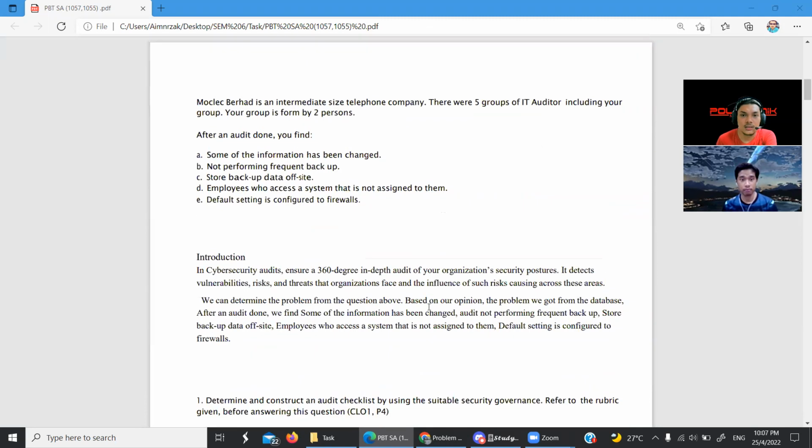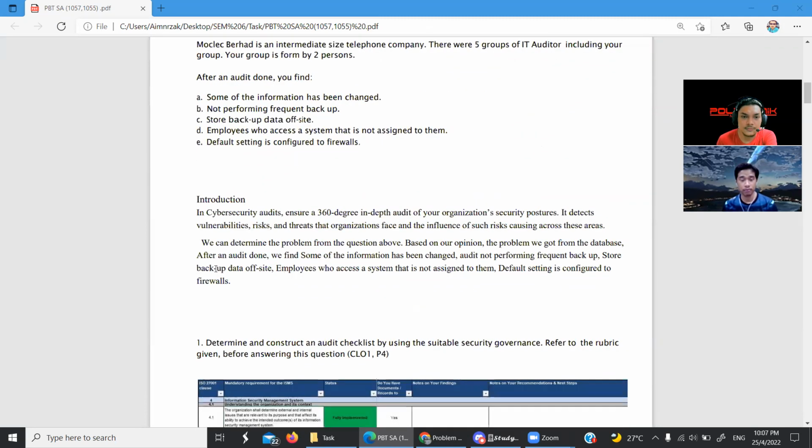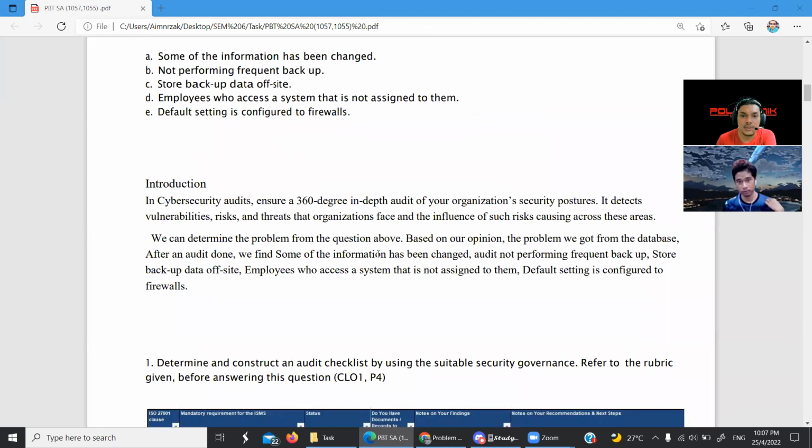Today we want to present about problem-based task, subject security audit. So first, the introduction. In cybersecurity, ensure a 360-degree in-depth audit of your organization security posture. It detects vulnerabilities, risks, and threats that organization face and the influence of such risks causing across the areas.